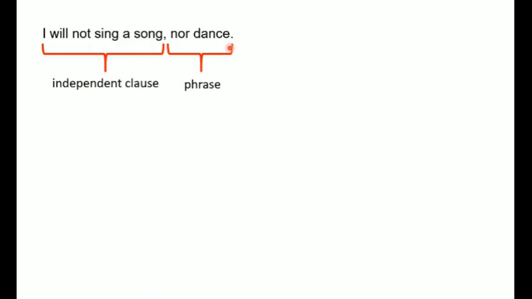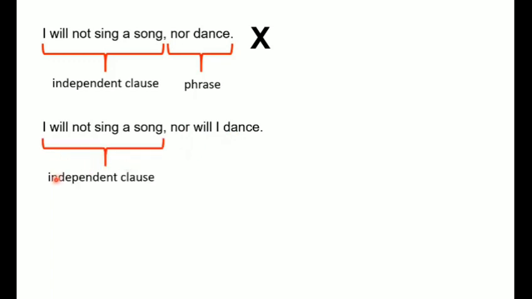Okay, next. I will not sing a song nor dance. Let us analyze this sentence. I will not sing a song is an independent clause, while nor dance is just a phrase. So this is not balanced. This is wrong. Now, it should be like this. I will not sing a song, nor will I dance. The first part here is an independent clause. I will not sing a song.